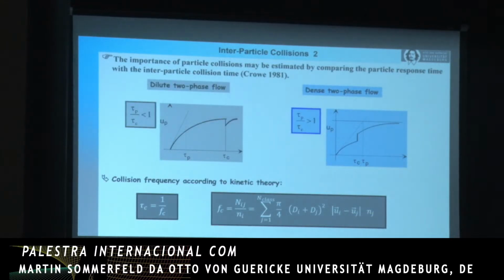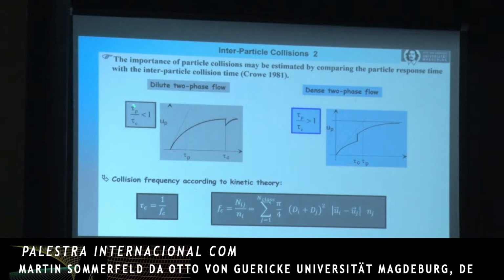This picture, distinguishing between dilute and dense, was also introduced by Clayton Crowe. And it is based on a comparison of the time scale. Very important. Stokes number is an important number. And we compare here the particle response time over the collision time scale. So the collision time scale is the average time between subsequent collisions between two particles.